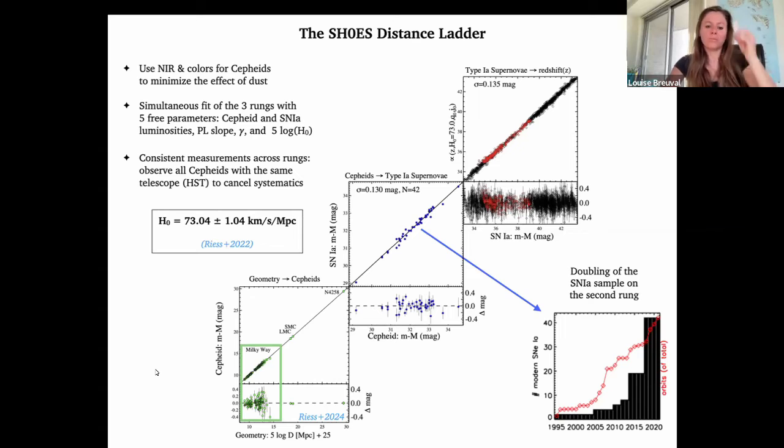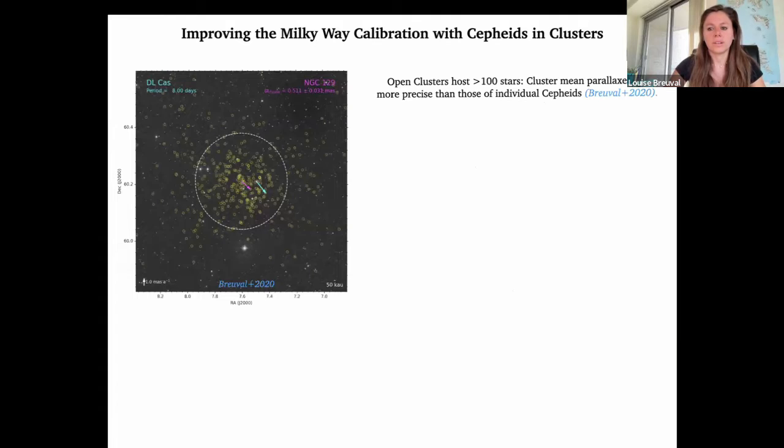And just before we move on to the Hubble tension, I just want to highlight one more improvement we have done, especially on the Milky Way. So in my work, I especially focus on the first rung and the calibration here of very nearby Cepheids. And in the Milky Way, I told you about Gaia, but we came out with a new technique to improve the Milky Way calibration. So not only using Cepheids, but Cepheids in clusters in the Milky Way. So looking at clusters of stars, if there's a Cepheid inside that cluster, then you can take the average of all the parallaxes of all the members and get a much better estimate for the parallax of the Cepheid.